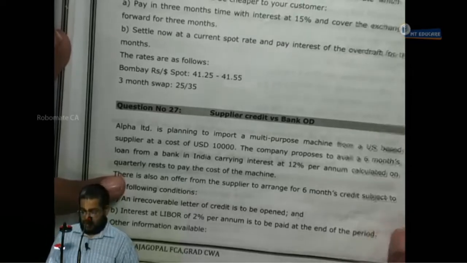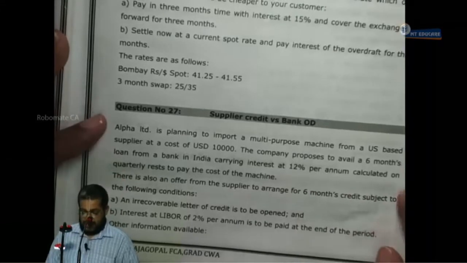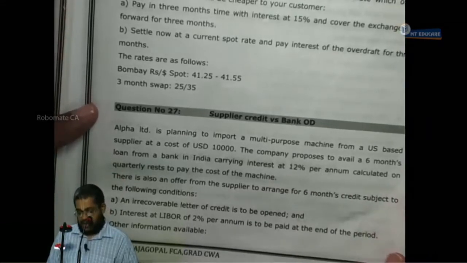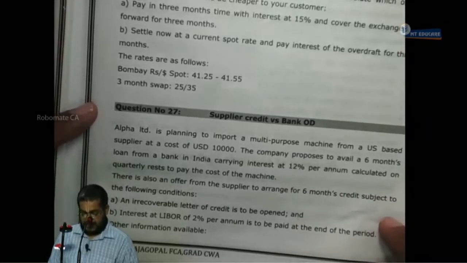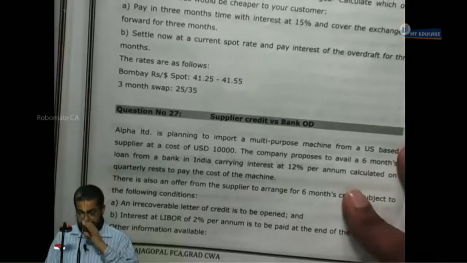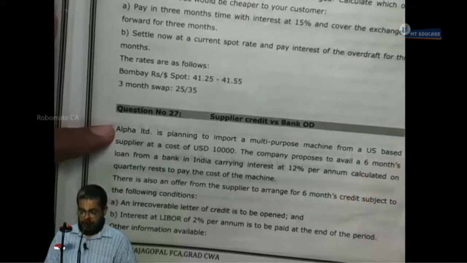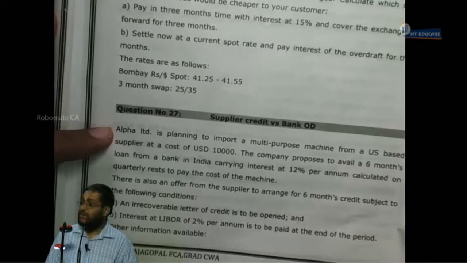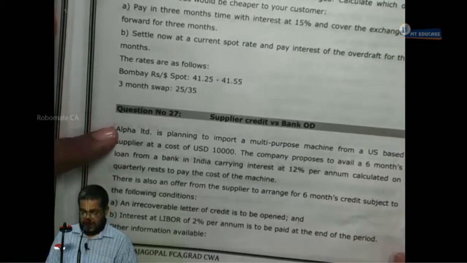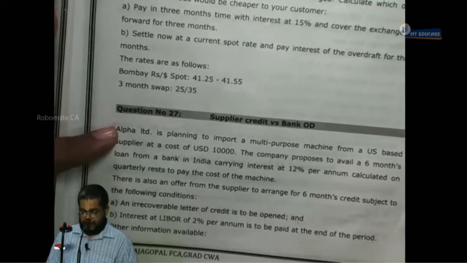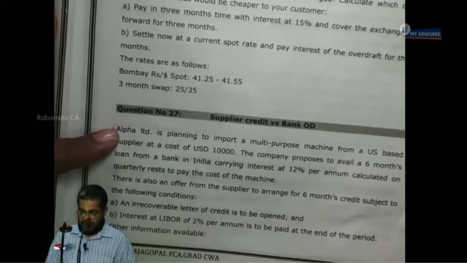And to pay the cost of the machine, there is also an offer from the supplier to arrange for a 6 months credit subject to the following condition. An irrevocable letter of credit is to be opened and interest at LIBOR of 2% per annum is to be paid at the end of the period. Other information.